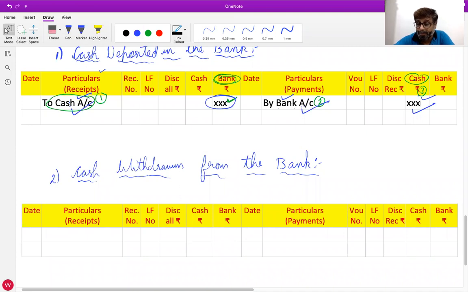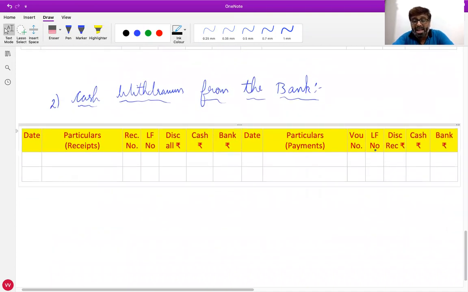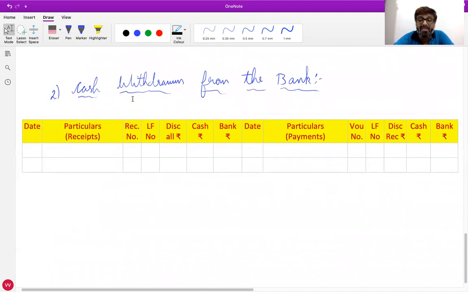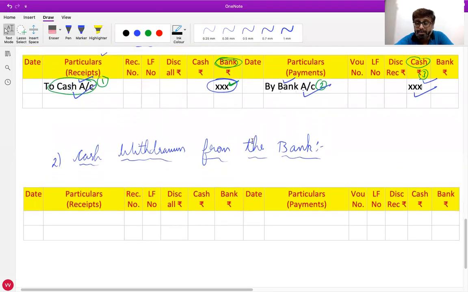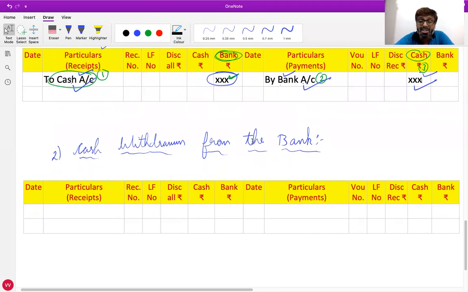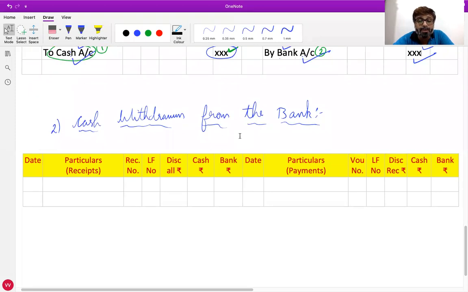Is that clear? So tell me in the same manner, how will we write the effect of the second entry? Cash withdrawn from the bank. What is the journal entry for cash withdrawn from the bank? Cash account debit, and bank is the giver, credit the giver, bank account. Now, cash account debit means you have to write the amount in the cash column.